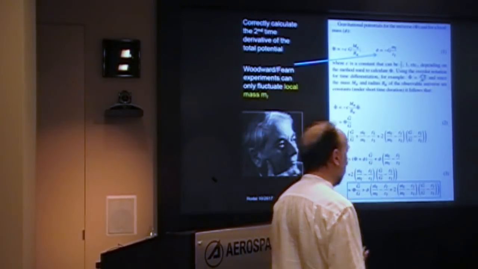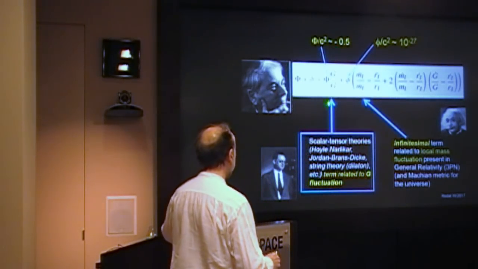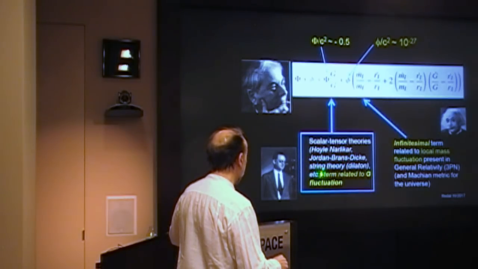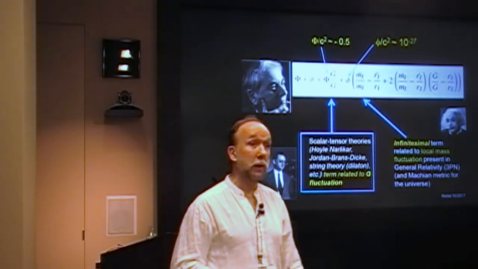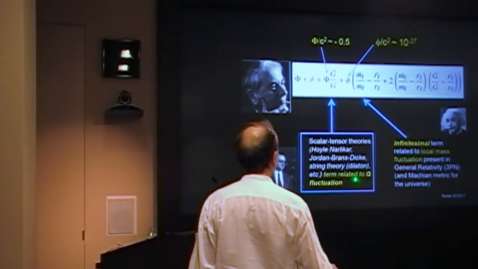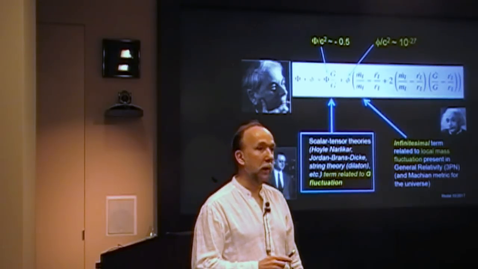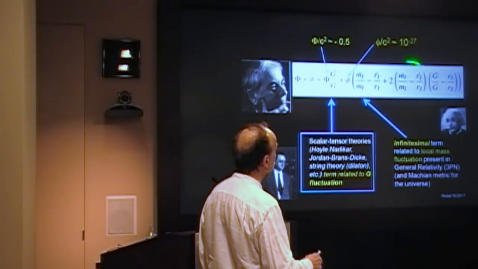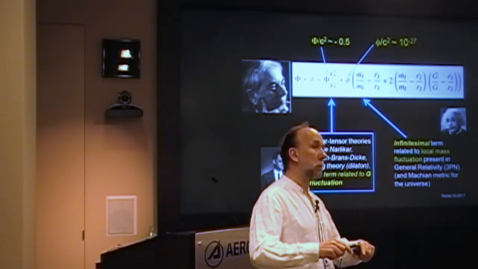This is the term we're interested in, the one that is multiplied by uppercase Phi. This term actually is the one that appears in the scalar tensor theories. It appears in Horndeski theory, it appears in Jordan theory, in Brans-Dicke theory, it appears in string theory. It is the term that is mediated by the dilaton and is related to the fluctuation of G. This is the term where we have the hope of explaining what Jim has been measuring. And these other terms are the terms that appear in general relativity, but they are extremely small because they are related to the local potential of the universe, extremely small.